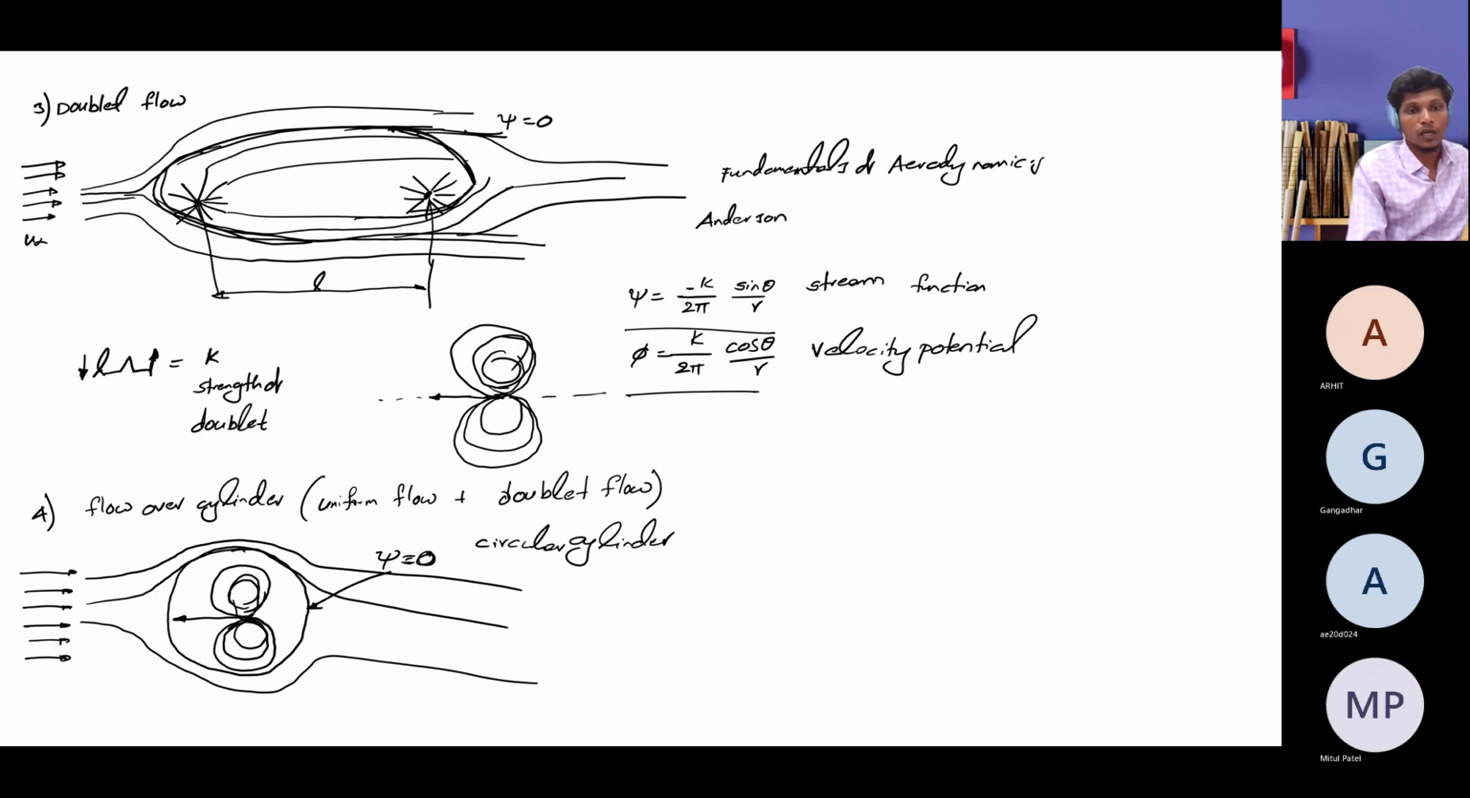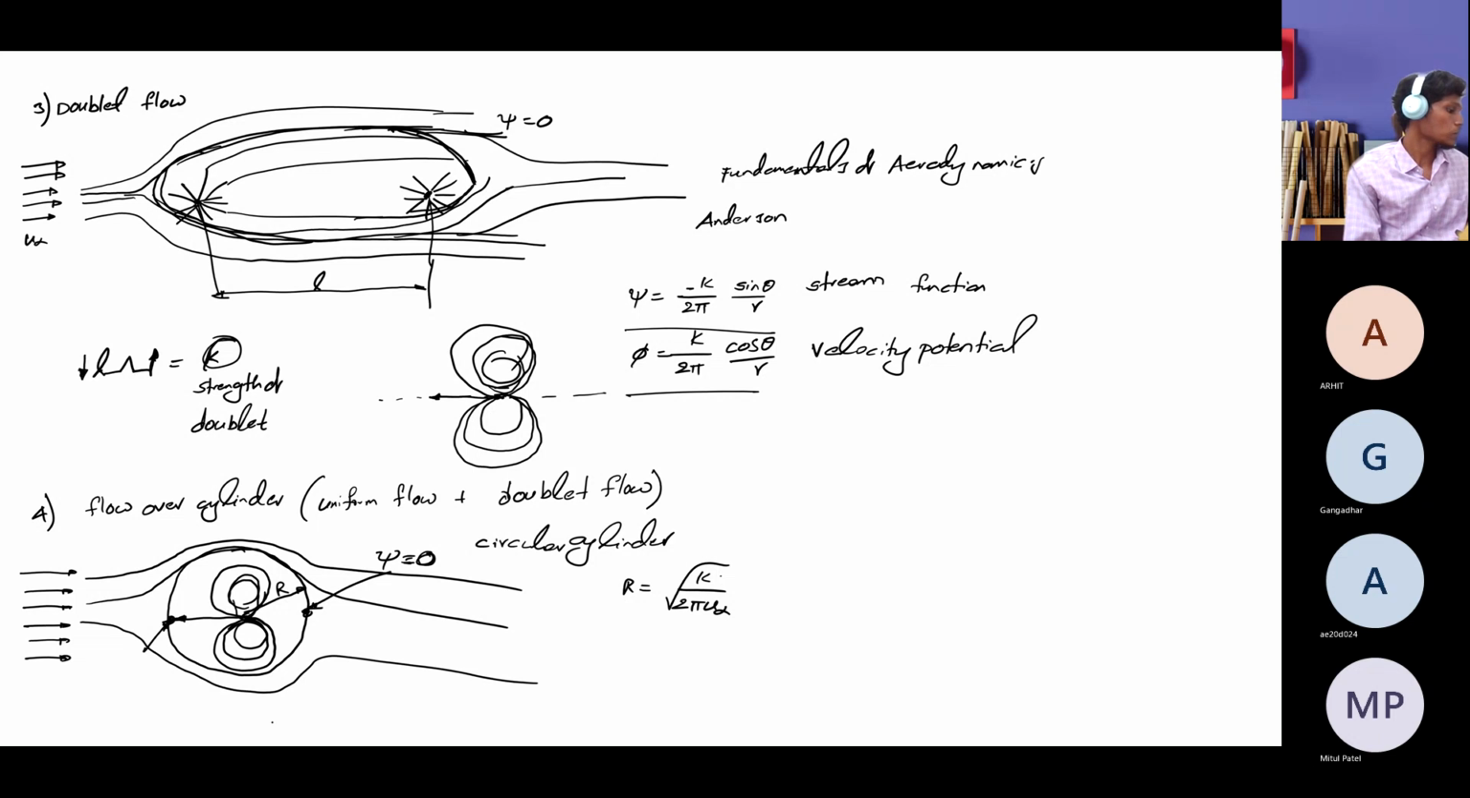If you want to quantify the radius of the circular cylinder, that radius is given by root of k by 2 pi u infinity. What is your k? Your k is, again, you should refer to this one, the strength of the doublet. And u infinity is your free stream velocity. That will give you the flow over a circular cylinder kind of phenomenon. And you will see two stagnation points, one here and another one here.